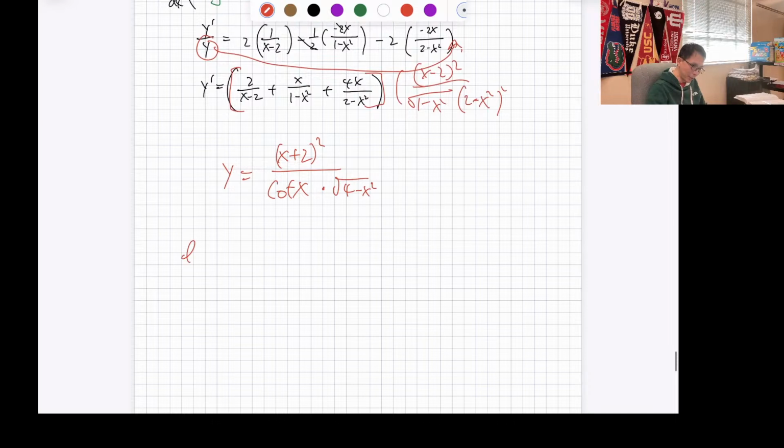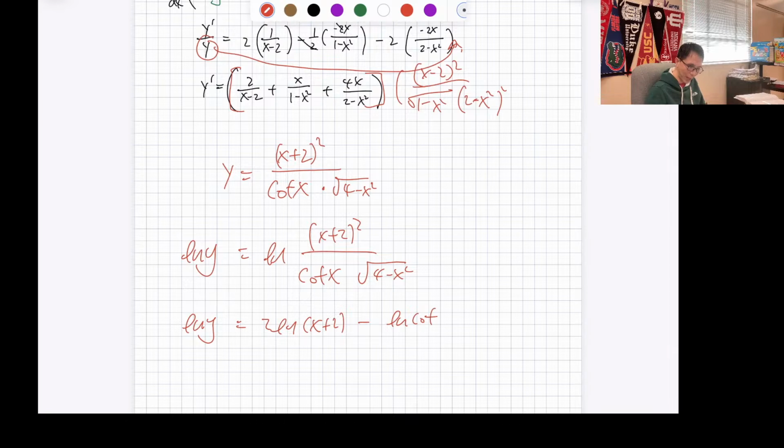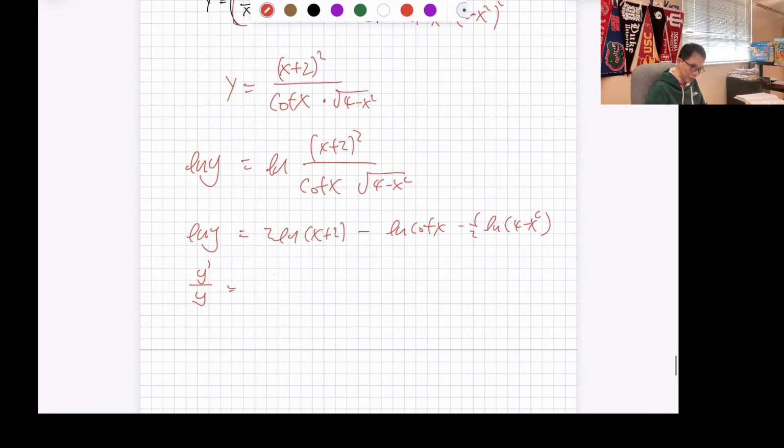So if I take a ln of y on both sides, ln of y is equal to ln of (x plus 2) to the 2, minus ln of cotangent of x, minus half ln of 4 minus x squared. Now take a derivative: y prime over y is equal to 2 times 1 over x plus 2, plus cosecant squared of x over cotangent of x, minus 1/2 times negative 2x over 4 minus x squared.